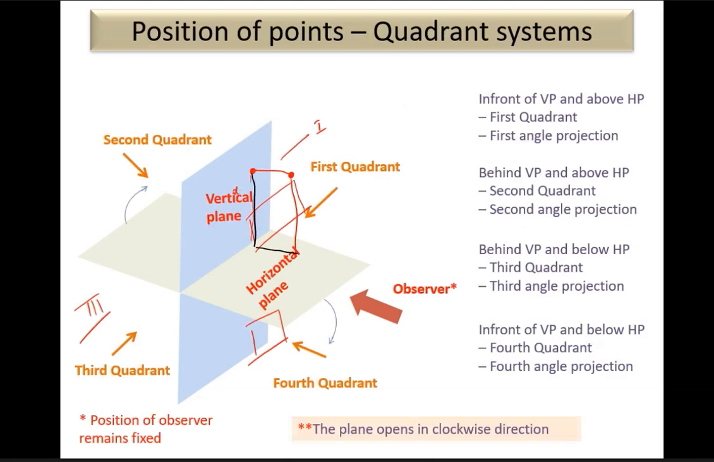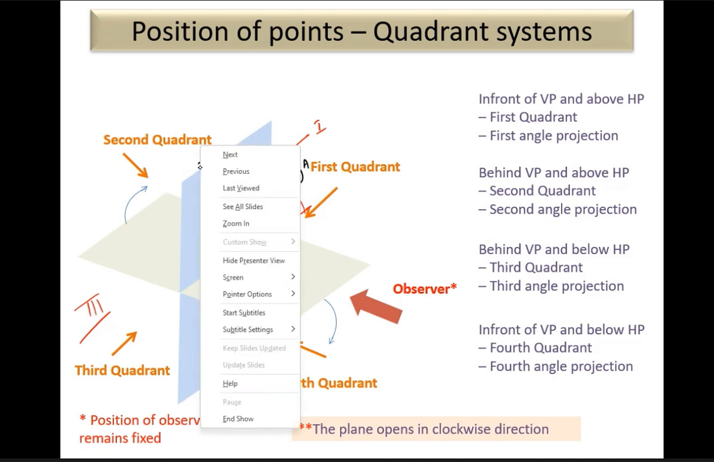So prior to that, you just try to understand these things. Okay, how we are going to project a point over here. So we have got a point A, and its projection is on the vertical plane as well as on the horizontal plane. Similarly, we can have a point in the second quadrant.